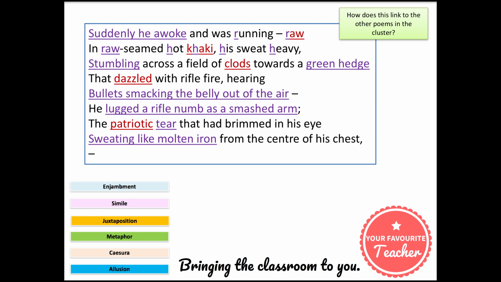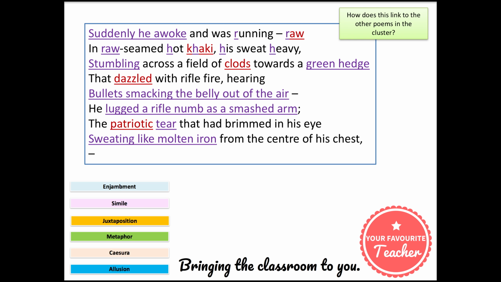Lugged a rifle, numb as a smashed arm. So we've got simile here, again quite violent, the fact that an arm being smashed. This is probably because this soldier, all he can see around him is violence and injury. Patriotic tear that's brimmed in his eye. The reference here, again, an allusion to perhaps the reason why he went to war, maybe this feeling of being noble and fighting a good fight for king and for country. And that sort of common misconception and misunderstanding with World War One was really that soldiers had no idea what they were letting themselves in for.